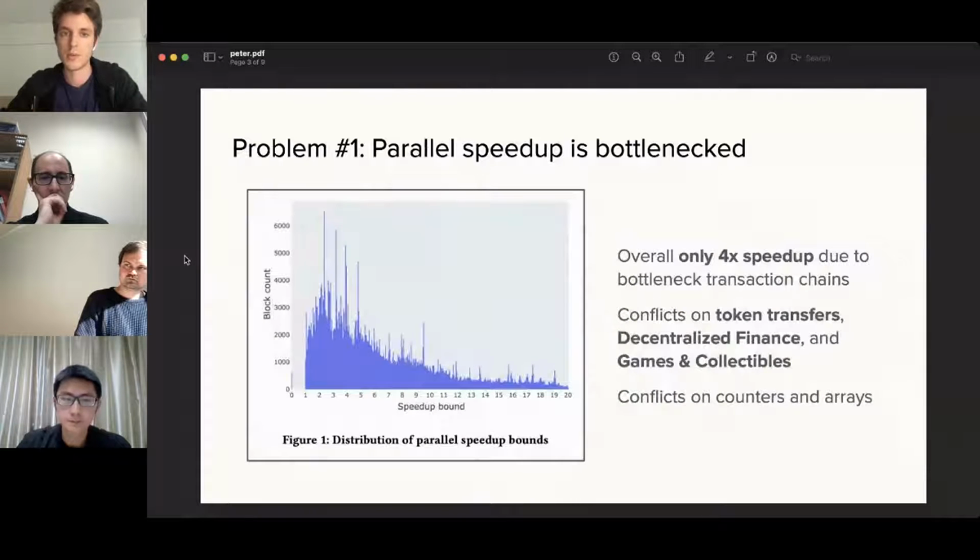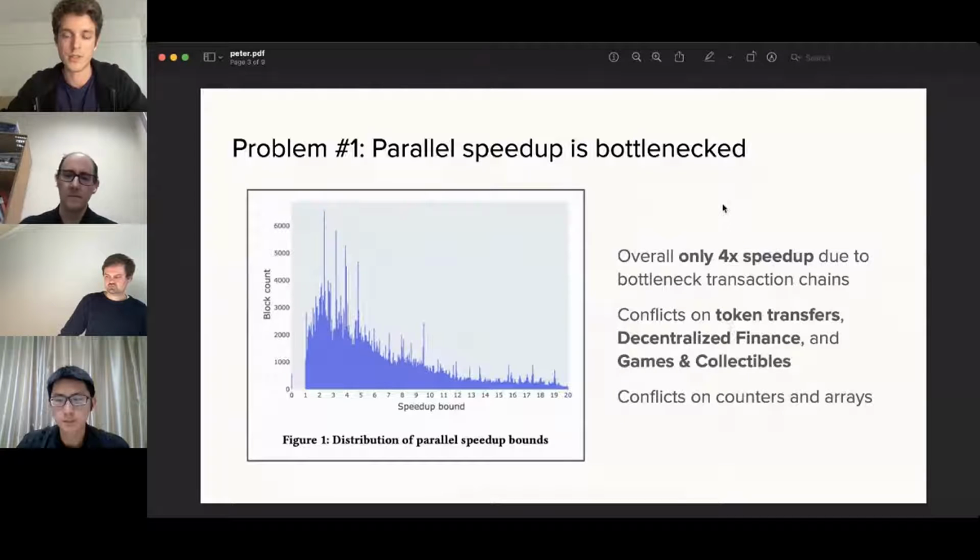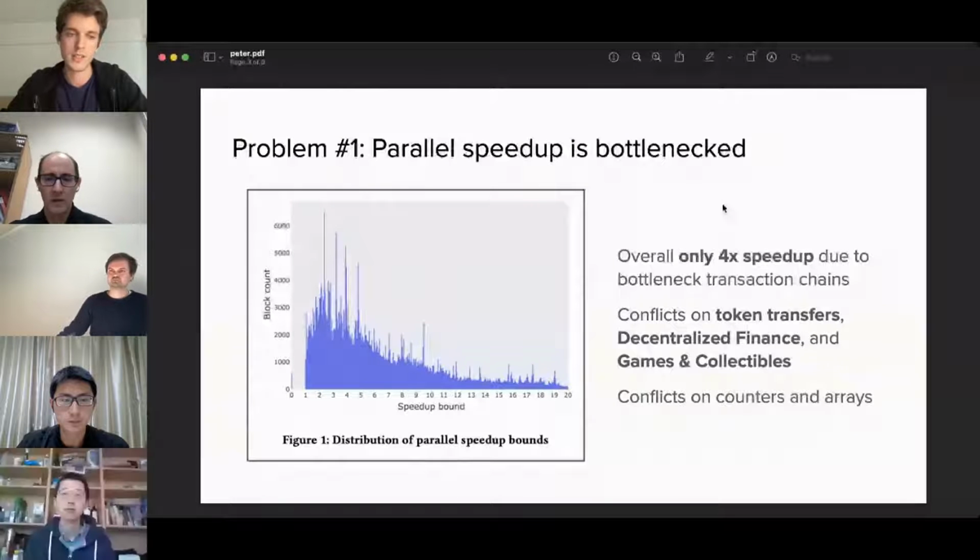In our work, we found two main problems. The first one is that existing blockchain datasets or transaction workloads seem to be severely bottlenecked. We ran a simulation on a historical dataset, and we found that the best case speedup that we could achieve was 4 times compared to serial execution, even if we used 8 or 16 threads. This is because many blocks are bottlenecked on a series of dependent or conflicting transactions. These usually belong to applications like token transfers, decentralized finance, and games and collectibles. And if we trace it back to the programming construct responsible for the conflict, it's usually counters or arrays.